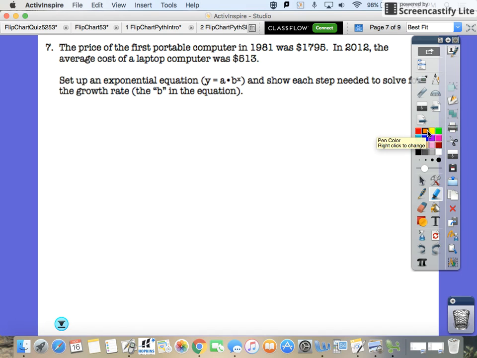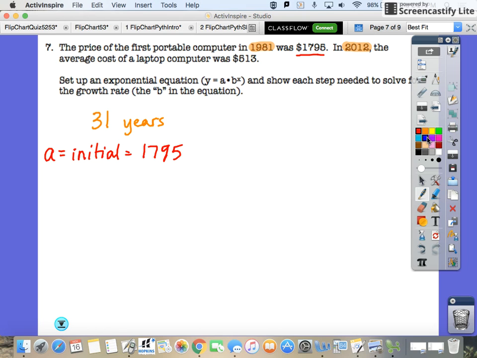So the first thing is we're looking at a time change from 1981 to 2012. So what we need to know is how many years that is, and that is 31 years. The other thing we're talking about here is money. So we're talking about the initial price of a computer, which is A, that's the initial, is $1,795. And then we also know that the new price is going to be $513.